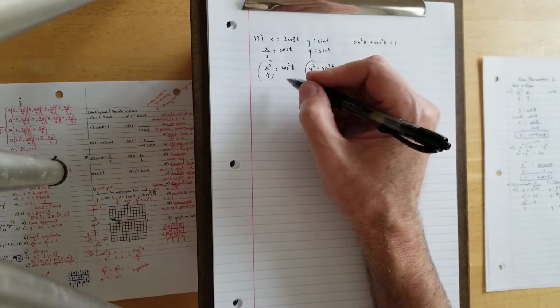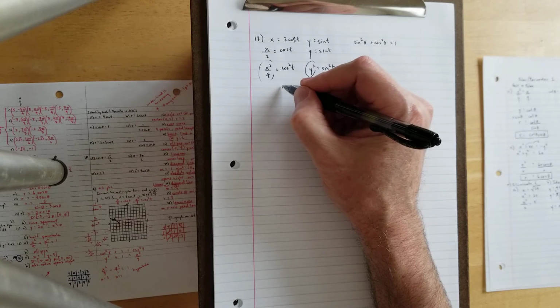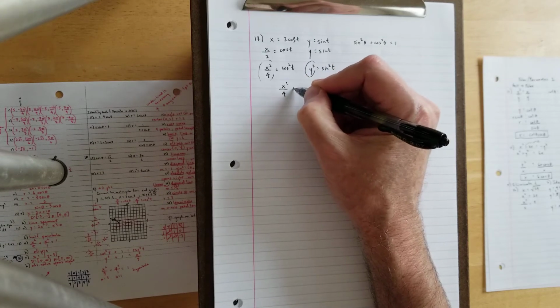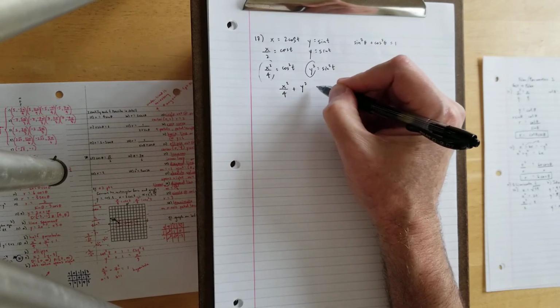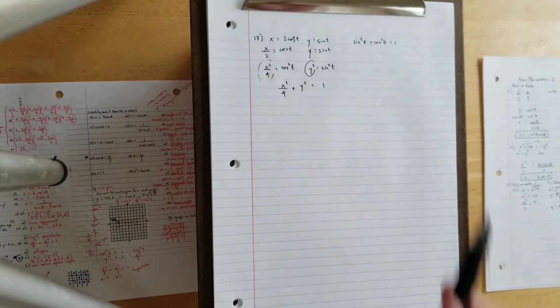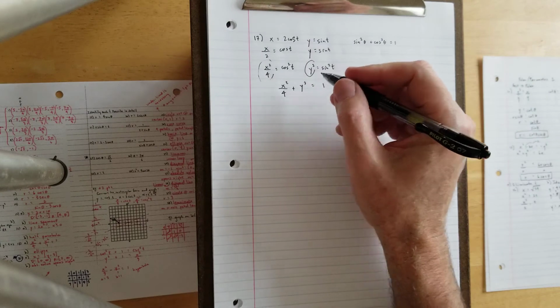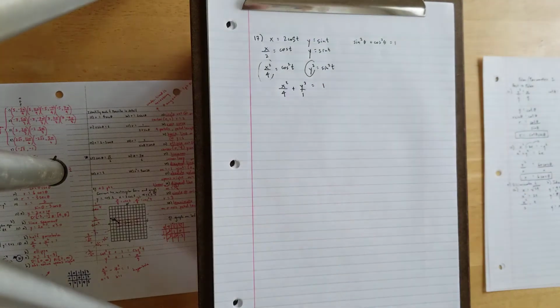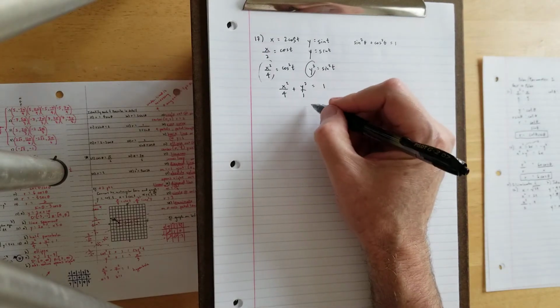We'll go ahead and put this one first. It doesn't really matter which one goes first. So x squared over 4 plus y squared is equal to 1. That's what we get when we substitute these immediately into our Pythagorean identity. And then if I put a 1 underneath this one, I can identify that as an ellipse.